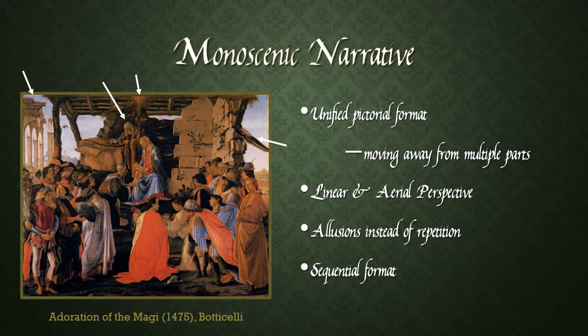Monoscenic narratives were quite different from pictorial déjà vus. They utilized a unified pictorial format instead of an episodic one, combining all the symbols and imagery they needed into one single picture. They also used linear and aerial perspective in chronological order. Replacing repetition, allusions to other parts of the story were added.